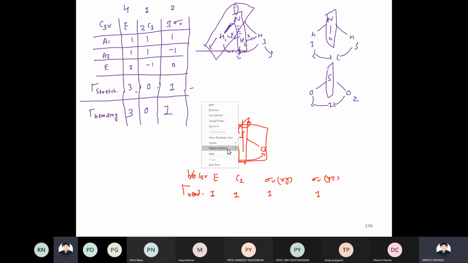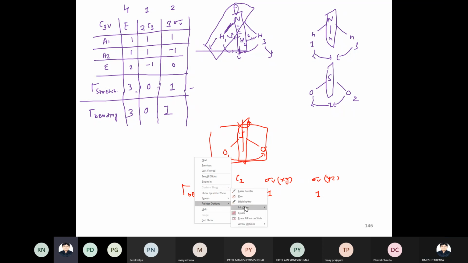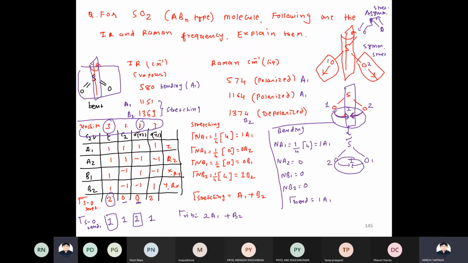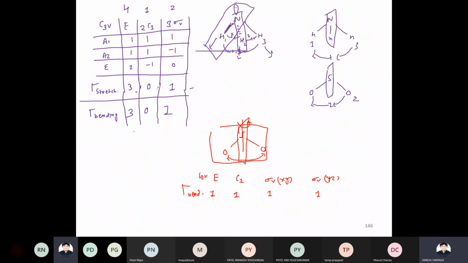That we have already taken in the previous lecture. You know here, this is bending, 111. Okay, now for stretching, what happens? For stretching, you can look at this vector, this parallel vector. One is this vector, another is this vector. Two SO bonds are there, this one SO bond and this is the second.